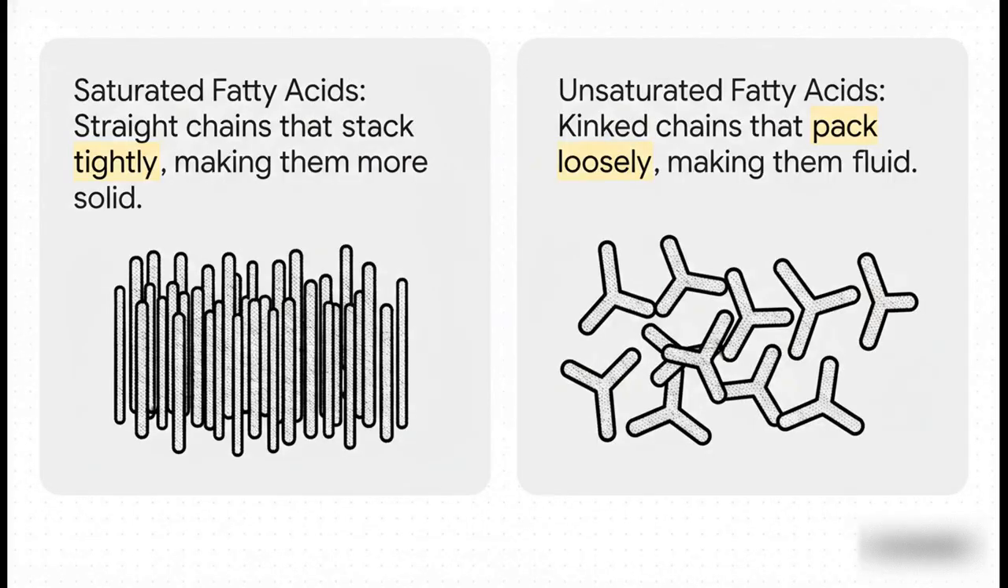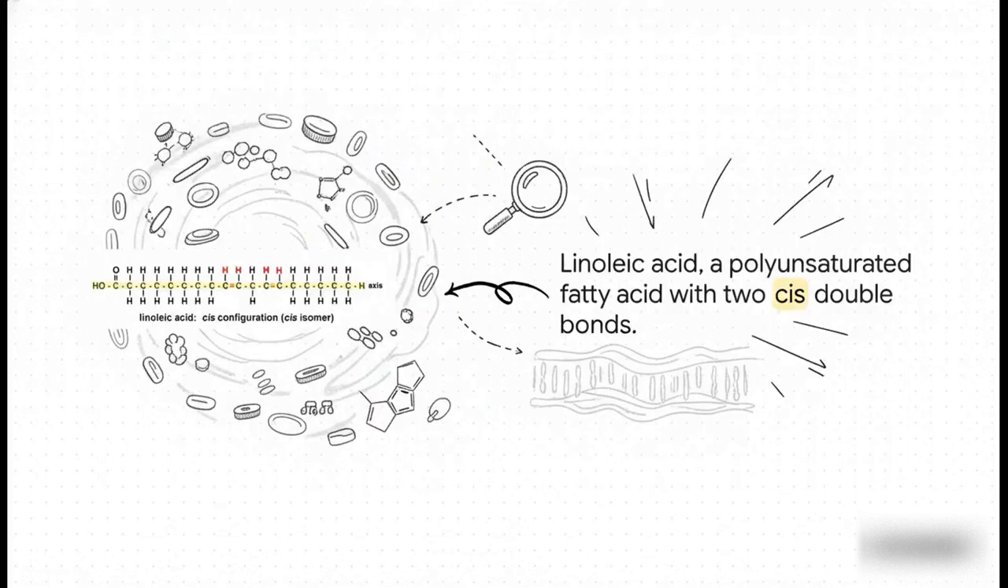And here are those consequences in action. The straight, saturated chains, they can stack together perfectly, almost like a neat pile of firewood. That tight packing is what makes them more solid at room temperature. Think butter. But the kinked, unsaturated ones, there's just no way to pack them together tightly. It's like trying to stack a messy pile of crooked branches. All that extra space between them makes them more fluid. Think olive oil.